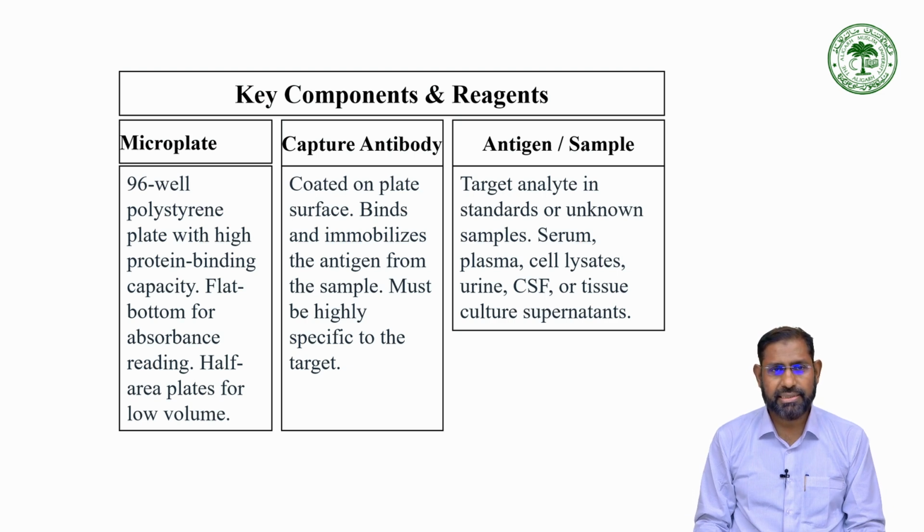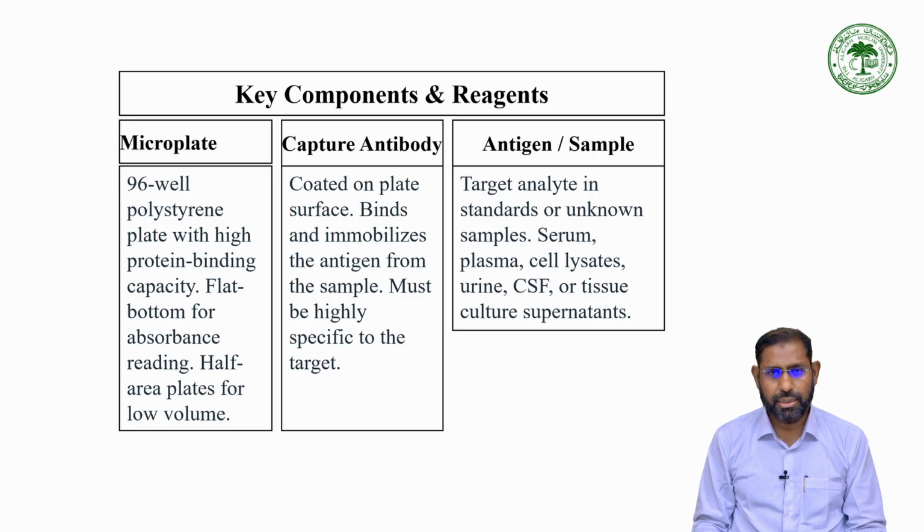Key components and reagents: microplate. It is a 96 well polystyrene plate with high protein binding capacity. It has a flat bottom for absorbance readings, and a half area plate is available for low volumes, because we need to save the amount due to limitation on the samples.